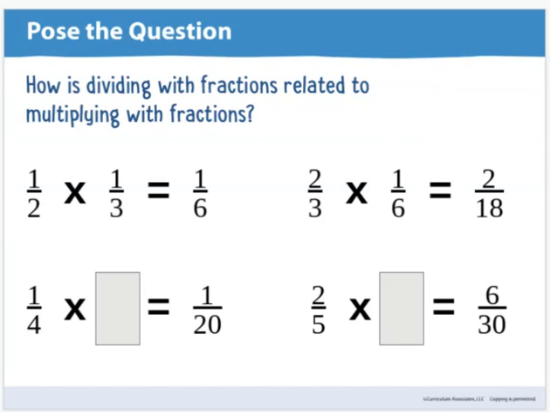Welcome back. So hopefully you were able to think to yourself, well, 1 times what equals 1 and 4 times what is 20, and you got the missing factor of 1/5. And then over here, you can see that the missing factor was 3/6.